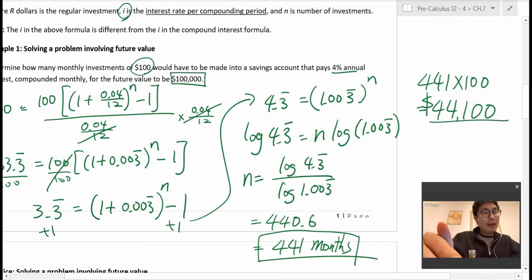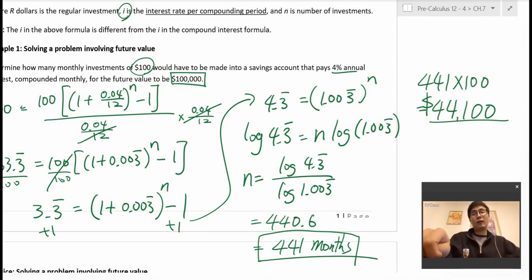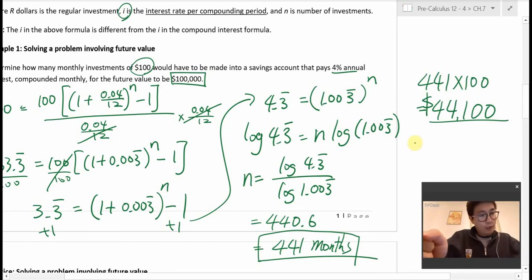So you actually pay less than the desirable amount at the end, and you still get your $100,000, even though you actually pay less than half. So this is the power of exponential growth. Okay, so it's actually quite incredible. Okay, it does take some time, right?